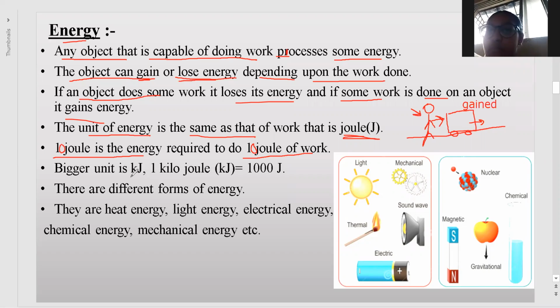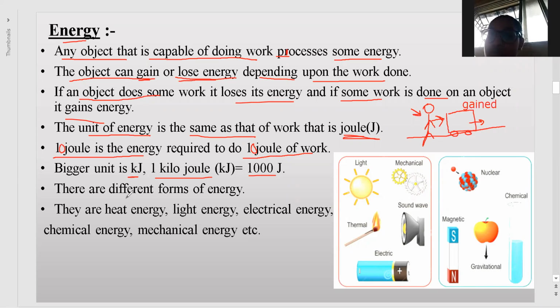The bigger unit is the kilojoule. Okay, and we know that 1 kilojoule is equal to 1000 joules. If there is the word kilo, it is going to be 1000. Okay, understood? Now, this was the understanding of energy, or the relation between energy and work done.